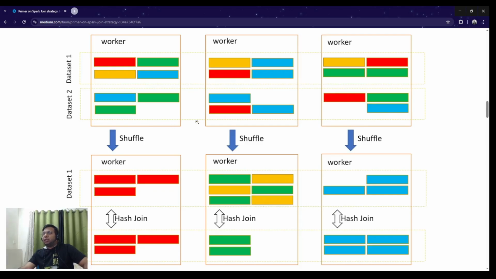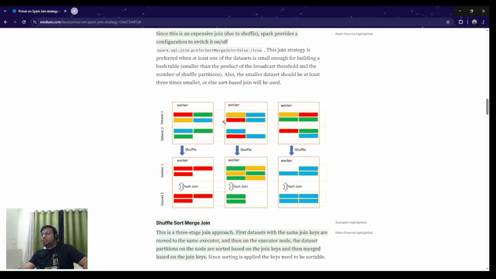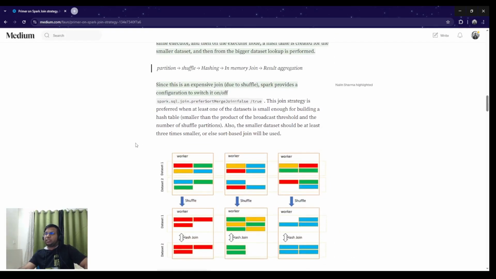So it will try to shuffle the data. While shuffling, it will collect all the same values from every worker and put them in one worker from both the tables and then do a join. So this is shuffle. It requires data to be moved from one executor to another, so it is a costly operation. We can disable this type of join using the prefer sort merge join flag.